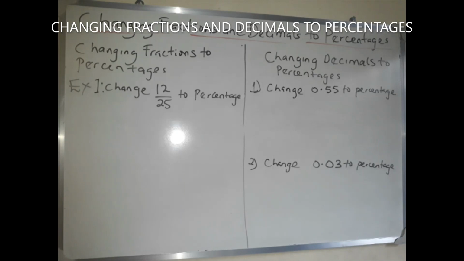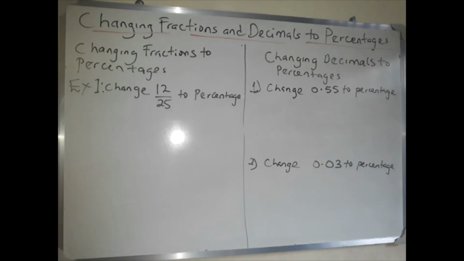Now in order for you to express a fraction as a percentage, you have to express it as an equivalent fraction with a denominator of 100. And then when you've done that, you express the numerator with the symbol of a percentage, or percent.